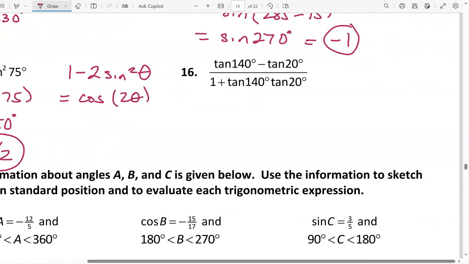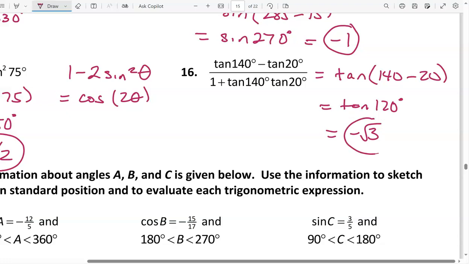Last one, tangent 140 minus tangent 20 over 1 plus tangent 140 tangent 20. That's going to be a tangent A minus B. So that's tangent 140 minus 20. And that's going to be the tangent of 120 degrees. And the tangent of 120 degrees is negative square root of 3.